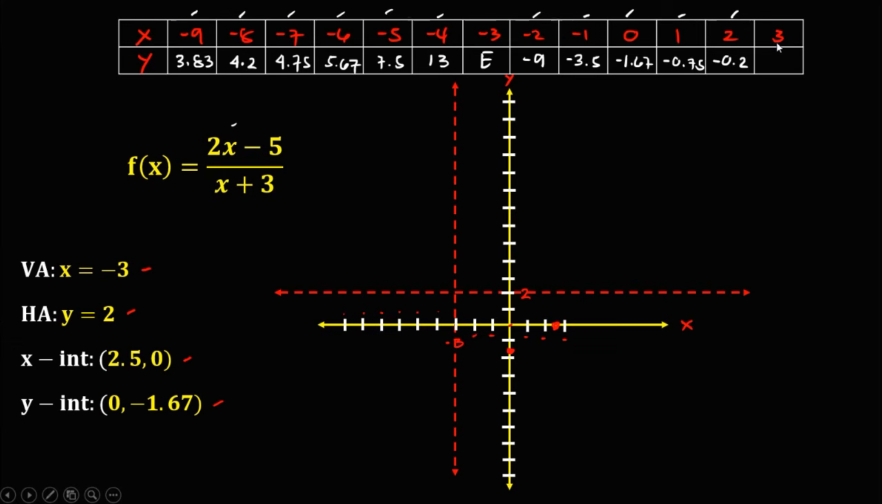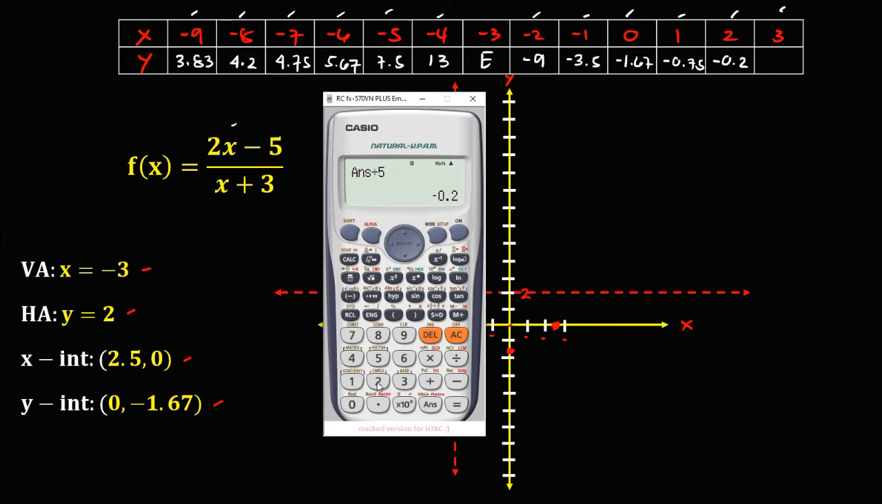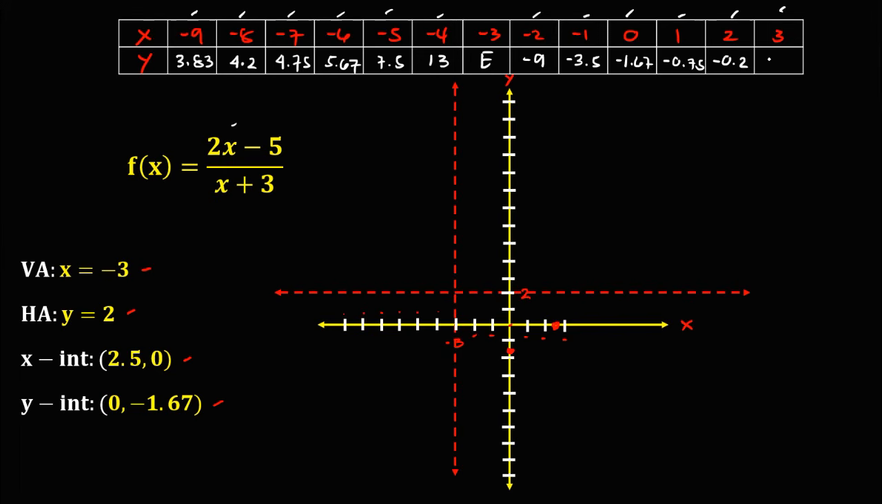Then the last one, if x equals positive 3, that's 2 times 3, then equals, minus 5 equals, then divide. So 3 plus 3, that's 6. So divide by 6, that's positive 0.17. So we have now all the values. So we're going to plot now these coordinates in the graph.